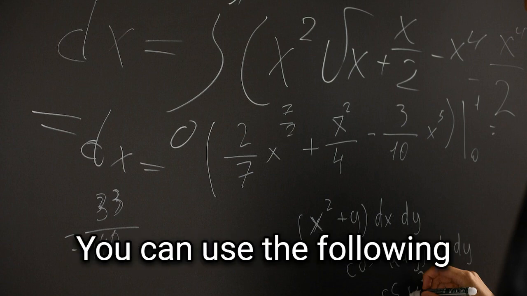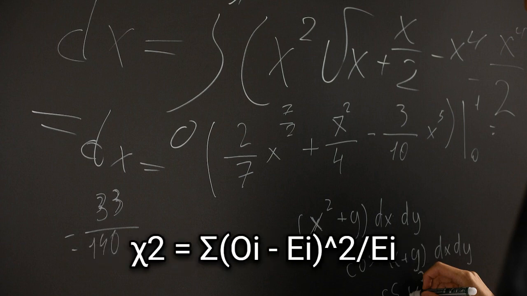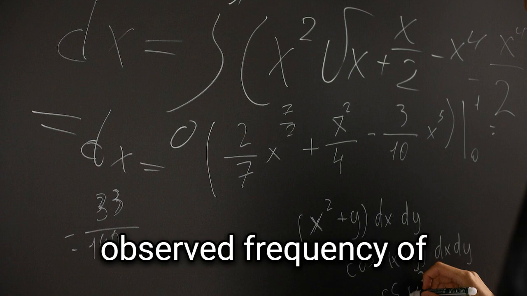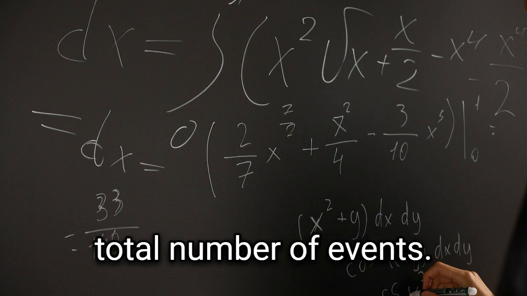You can use the following formula to calculate the chi-square distribution. χ² equals Σ (Oi − Ei)² divided by Ei, where Oi denotes the observed frequency of an event, Ei denotes the expected frequency of an event, and n is the total number of events.